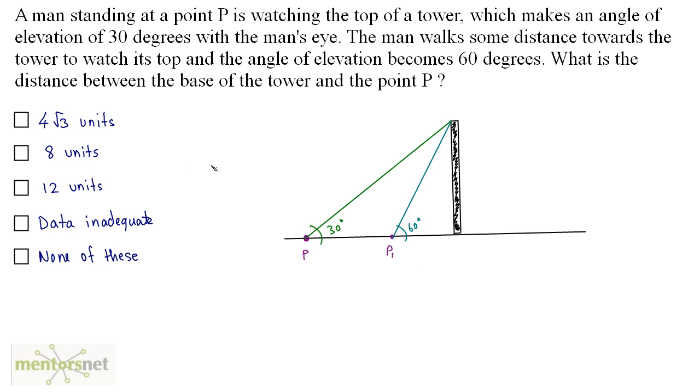Now we have been asked what is the distance between the base of the tower and the point P. So we have been asked this distance, the complete distance between the base of the tower and point P. Well, what do you think? Can we calculate that? We could have calculated that had we been given the height of the tower, or at least the horizontal distance, but none of it is given, so we cannot go ahead and solve this question, right? So the data is inadequate in this question, and that's option D.